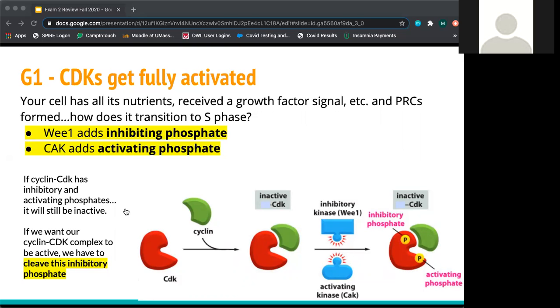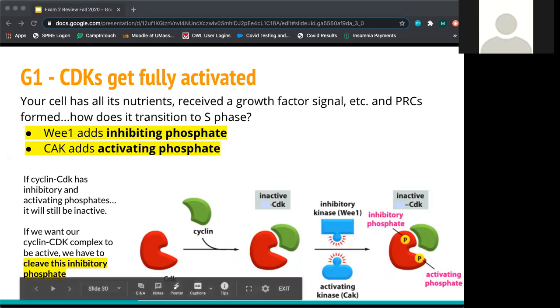Okay, so now your cell has all its nutrients and it has this growth factor and it has your pre-RC. So now it has to transition to S phase.